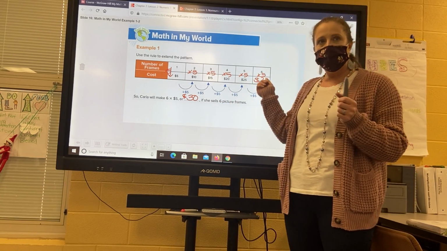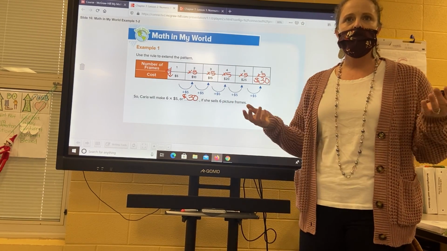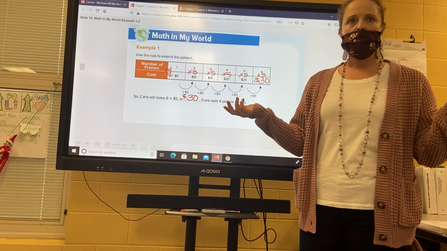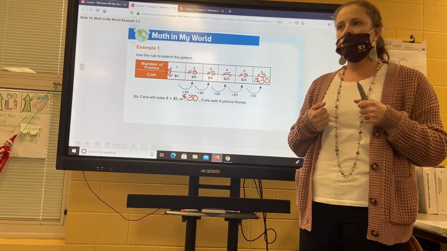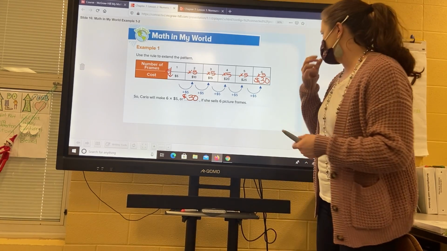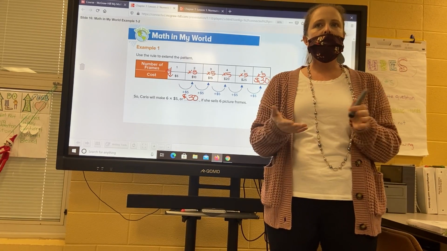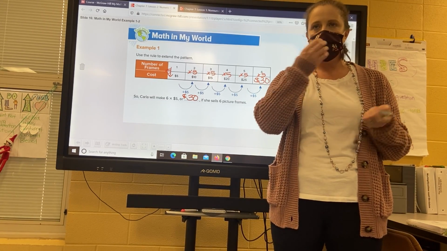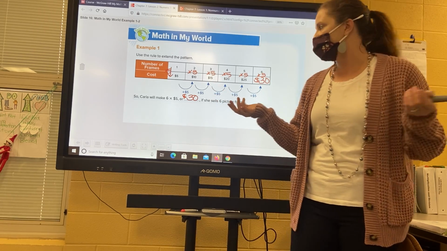So if you use a pattern like this and you know the rule, you can figure out however many. If she sold 10 picture frames, how much money would she make? $50. If she sold 20, $100. So if you figure out the pattern and the rule, then you can figure out how much money she made for any amount of picture frames. 5 are easy.